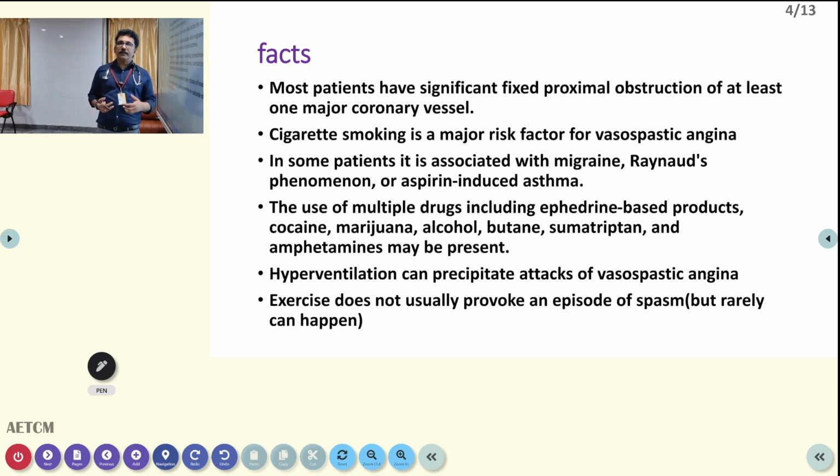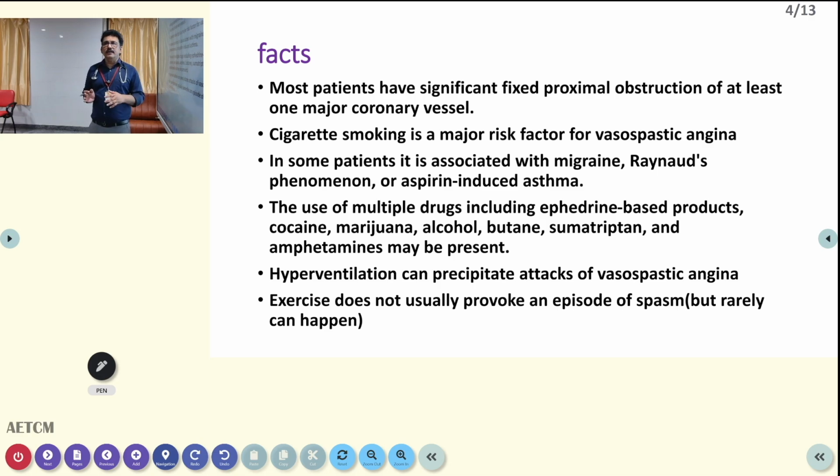One of the important risk factors for vasospastic angina is smoking. That is a risk factor for everyone. Also you can have Raynaud's syndrome, Raynaud's phenomenon, migraine episodes, aspirin-induced asthma. It is all related to some sort of allergy or vascular changes in your body. There are some recreational drugs like ephedrine, cocaine, marijuana, alcohol, butane, and sumatriptan, a drug used in migraine treatment, that also can sometimes trigger the angina.